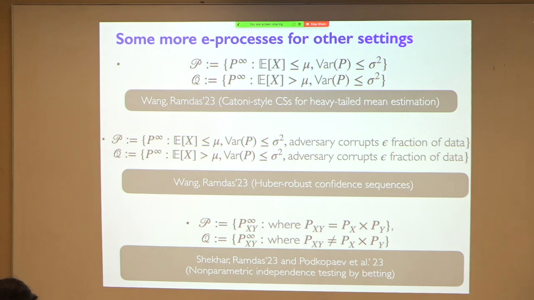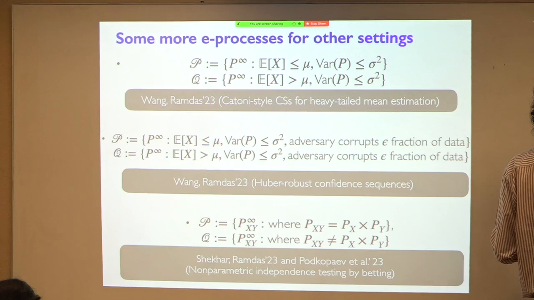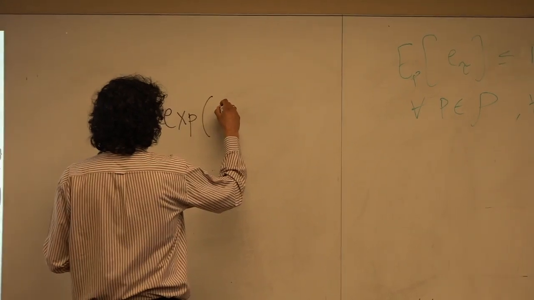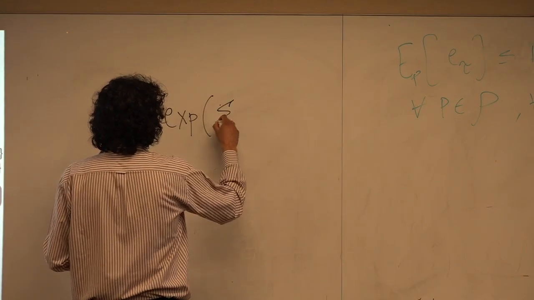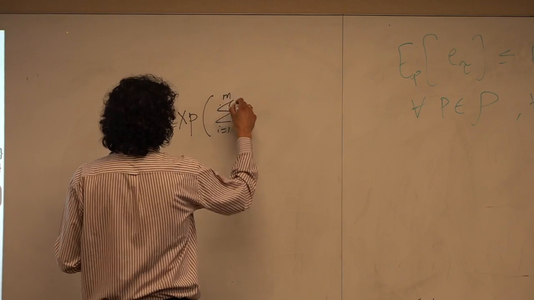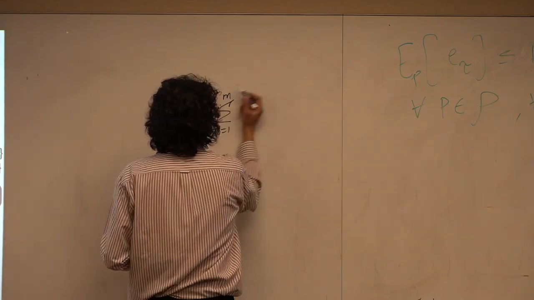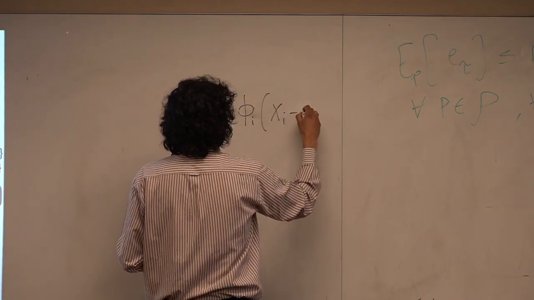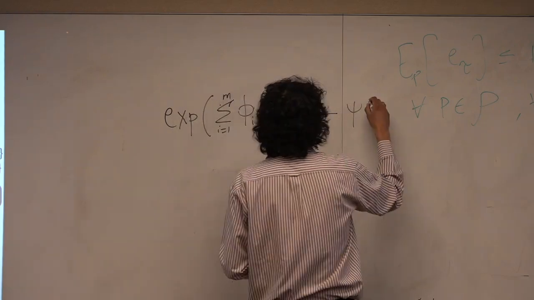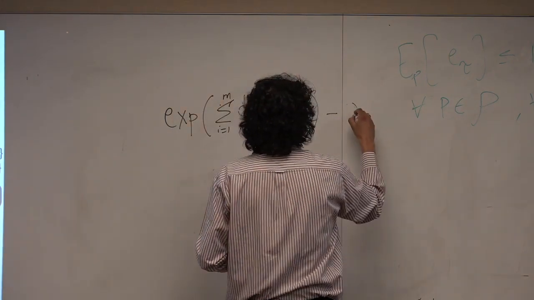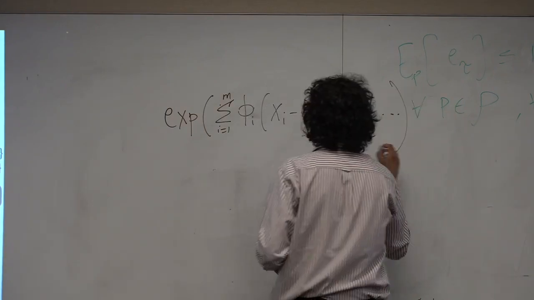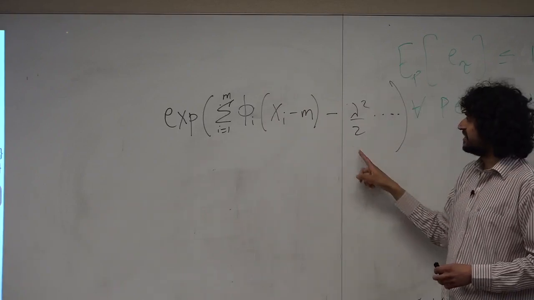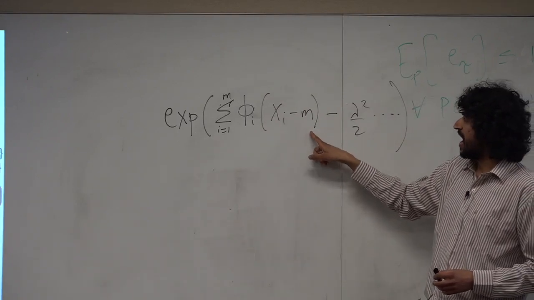The supermartingales are actually of the form I talked about, except it looks like the sum for i equal to 1 to m of some phi_i of (x_i minus m) minus, let's say, lambda squared by 2 times some variance process. So it looks a lot like the exponential supermartingales I presented earlier, except over here I don't have a sum, I have a clipped sum.